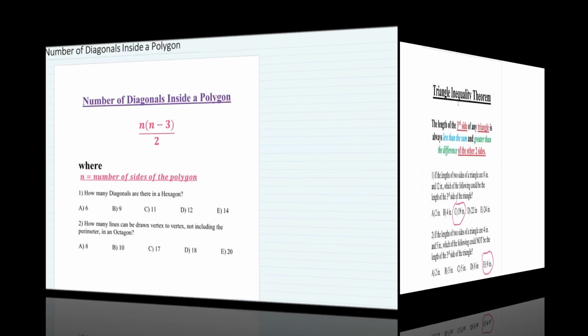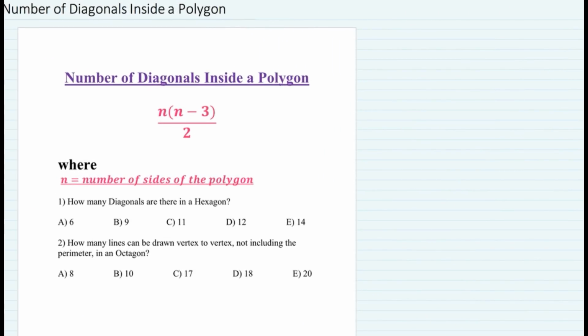The number of diagonals inside a polygon. You can draw the diagonals inside the polygon, but remember, the ACT is a time test and you don't have that time. So use the formula n times n minus 3 over 2, where n is the number of sides of the polygon. Let's try number 1. How many diagonals are there in a hexagon?